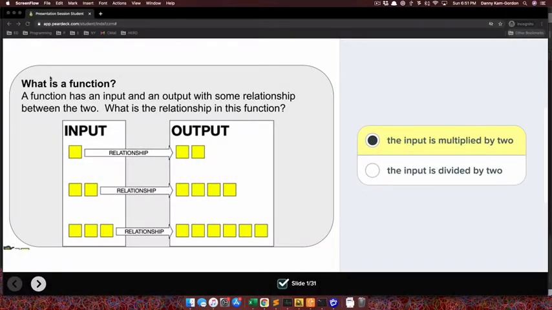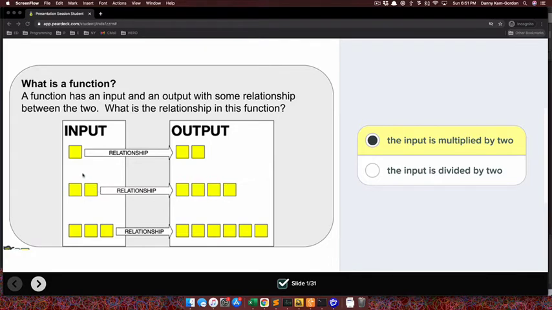Today we're going to be looking at what is a function. If you read this correctly, it says a function has an input and an output with some relationship between the two. What's the relationship in this function? So for this one, the input is 1, and then there's some kind of relationship, and on the other side, when it comes out, there's 2.